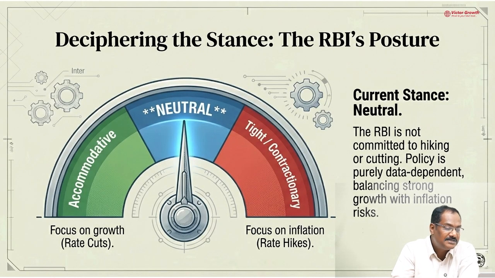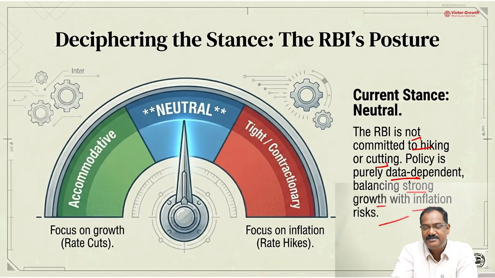Now, what does RBI's neutral position mean? Basically, the RBI is not committed to hiking or cutting. It is not increasing or decreasing. Policy is purely data dependent, balancing strong growth with inflation risk. Some inflation risk is there. 4% is anyway what they are okay with. I think last year and all it was 6%. So they are okay with it, so they are not increasing or reducing it.